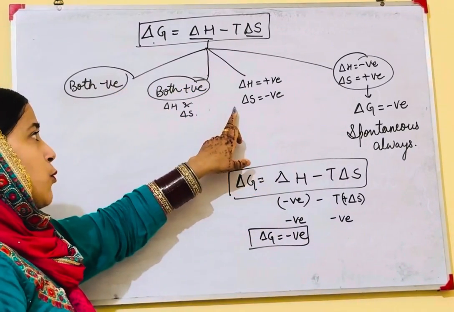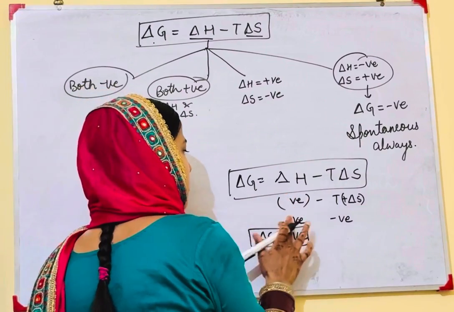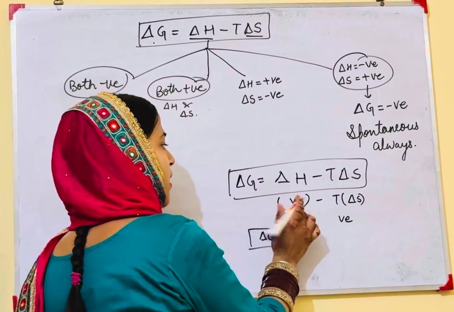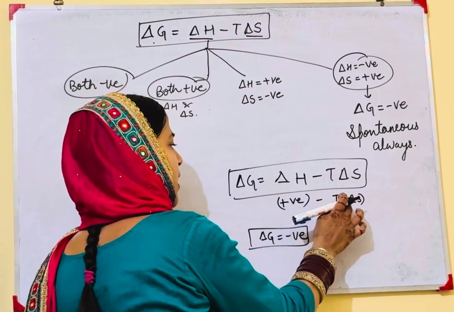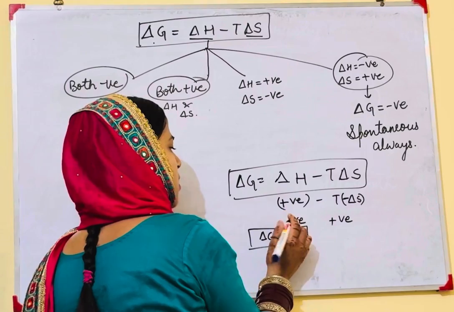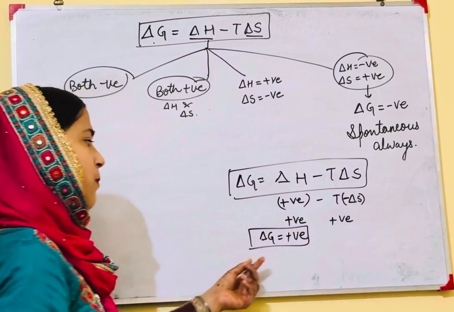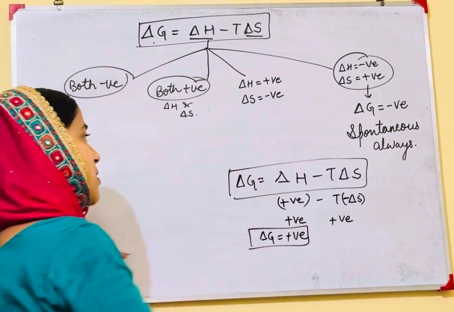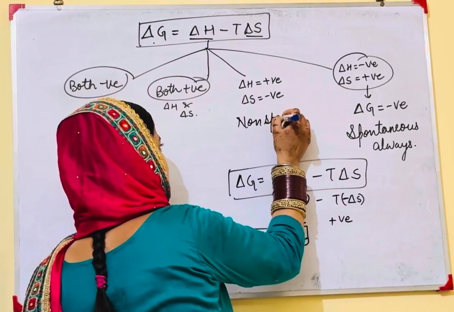Now come to the next. If we consider delta H positive and delta S negative, then minus times negative is positive. This is already positive. Then what will delta G be? Delta G will become positive. When delta G is positive, the reaction is always non-spontaneous.